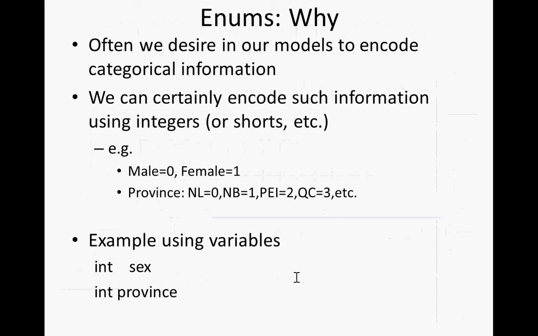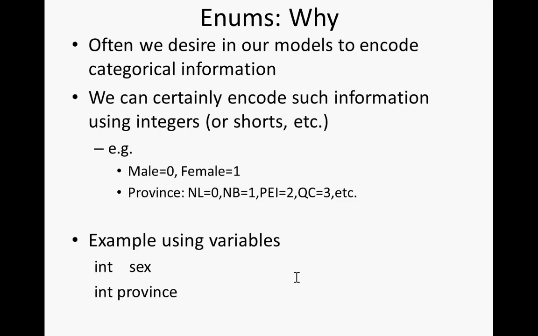Okay, enums, why? Well, often we desire in our models to encode categorical information. We can encode that information with integers. Male equals 0, female equals 1. We made use of this, right? Province, like Newfoundland and Labrador 0, New Brunswick 1, PEI 2, Quebec 3. We could do that, right? To name each of those. We could denote sex with an int, province with an int.